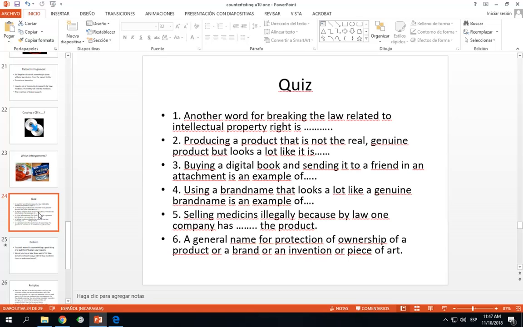Selling medicines illegally, patent infringement. Wait, just be careful here. Only if there's a patent for the genuine medicine. Otherwise, you're allowed to sell paracetamol. I mean, don't. There are also A brands, expensive brands, and there are B brands, cheap brands. If there's no patent, no problem.